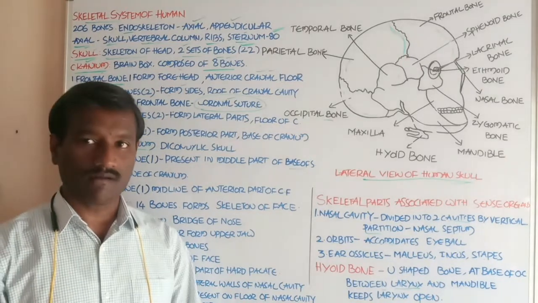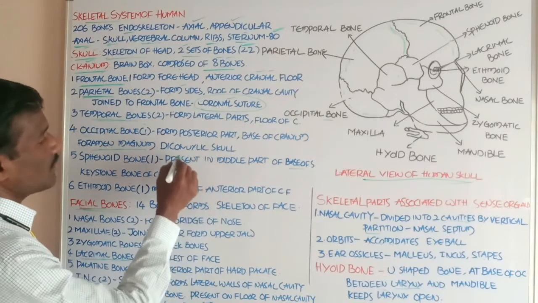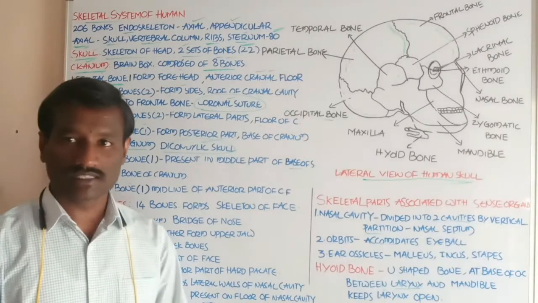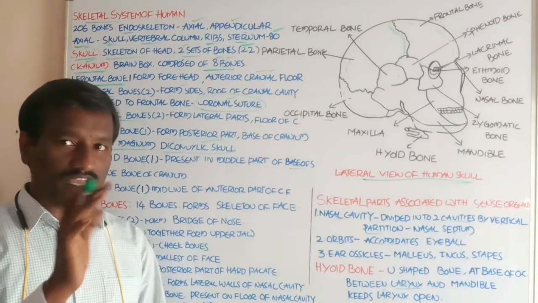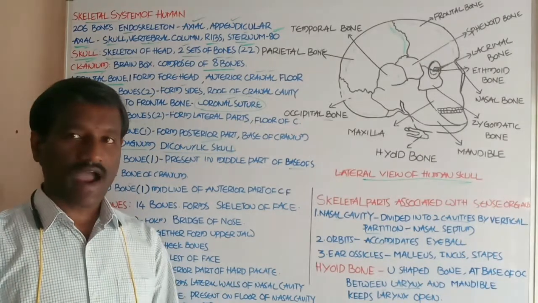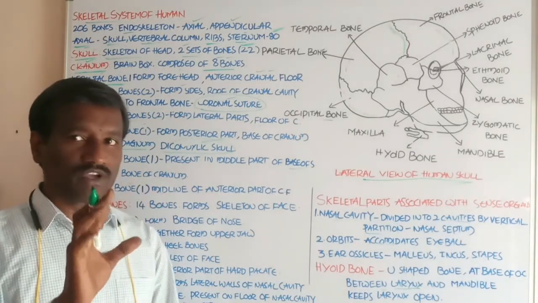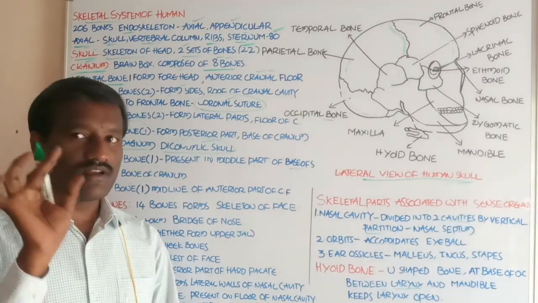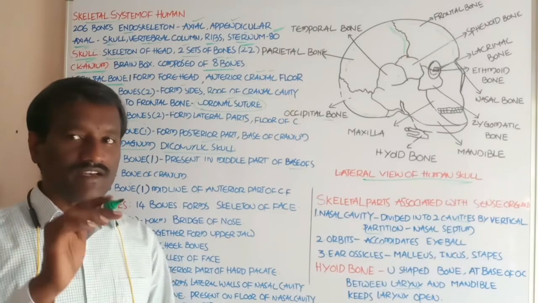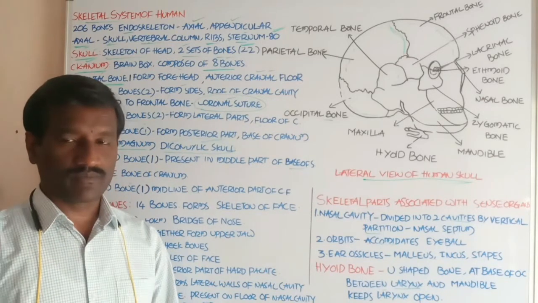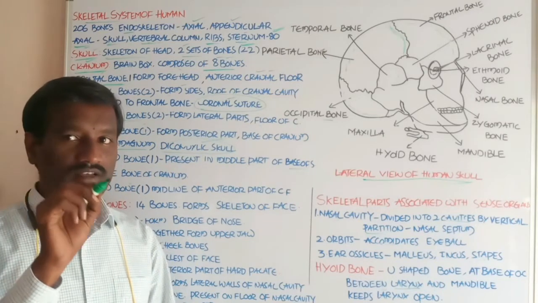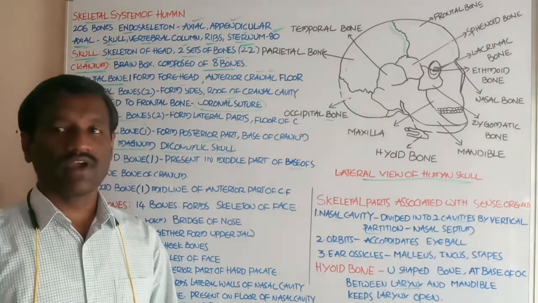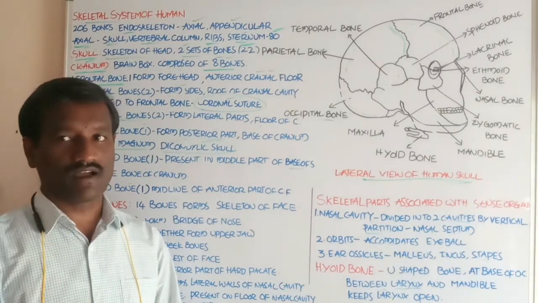Next, what about the dicondylic skull? If you observe either side of the foramen magnum, it shows 2 occipital condyles, one on each side. Hence it is called dicondylic skull. 2 condyles are present on both sides of the foramen magnum.